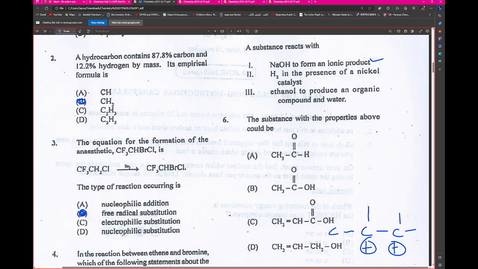Okay. So first of all, it reacts with ethanol to produce an organic compound. So ethanol can react with carboxylic acid to create the organic compound esters, right? So it kind of has to be that. So D is out. It reacts with hydrogen in the presence of a nickel catalyst, right? This is hydrogenation, and alkenes generally would have to go through that. Therefore, both of these would be wrong. So C.